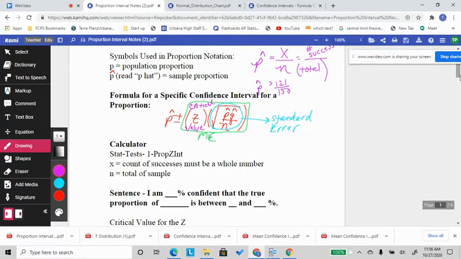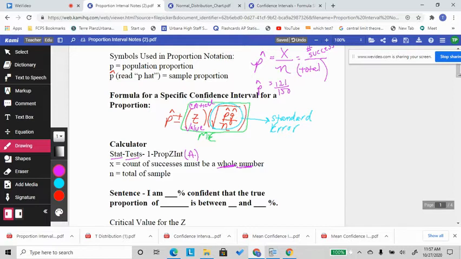Okay, the calculator does most of the work for us. So to do it on your calculator, we're going to go to the button Stat, Tests, and then 1-PropZInt. I think it's letter A. I'll show you when I get there. You have to put it in the calculator as your X and your N. So this is your total of your sample, and this is your count. This must be a whole number on this X.